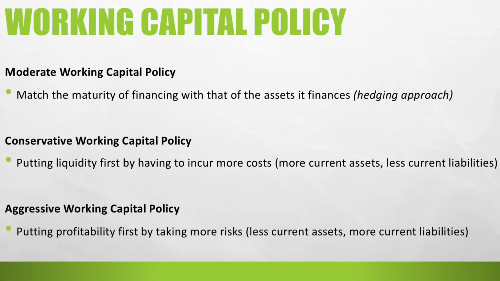You're going to use the building for 20 or so years and better have a 20-year or so loan. So this is the logic in the maturity matching or hedging approach. We are simply matching the maturities of financing with that of the assets. Alternatively, we would rather have a conservative working capital policy. We are putting liquidity first by having to incur more costs. In a conservative working capital policy, we have to maintain more current assets and less current liabilities.